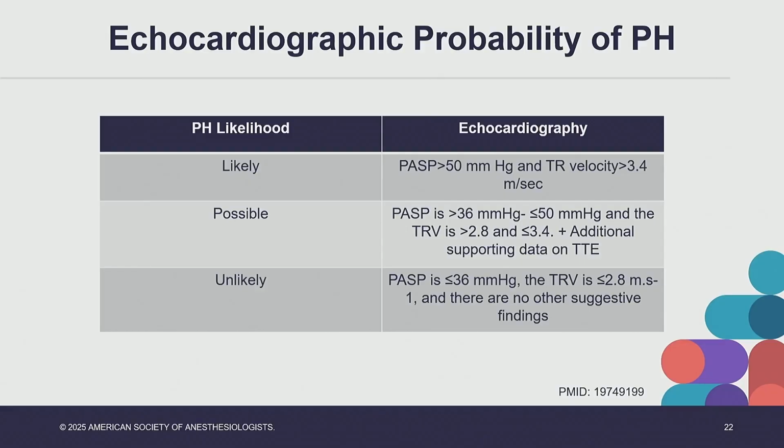Based on the estimated PASP and TR velocity, for example, if TR velocity is more than 3.4 meters per second or PASP is more than 50, the patient is more likely to have pulmonary hypertension.